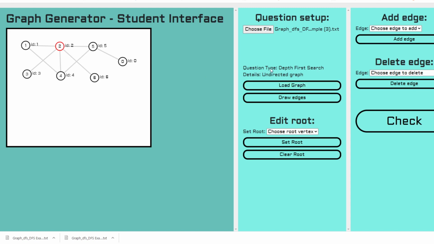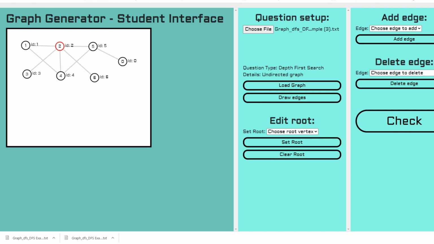And you can see over here, it says the question type is a depth first search. Okay, so what that's saying is you're going to need to perform a depth first search on this graph. So basically create a depth first search tree. And the root vertex is the one that's listed in red.